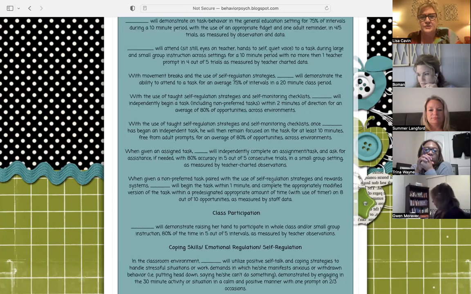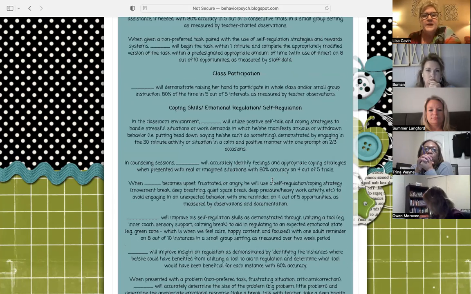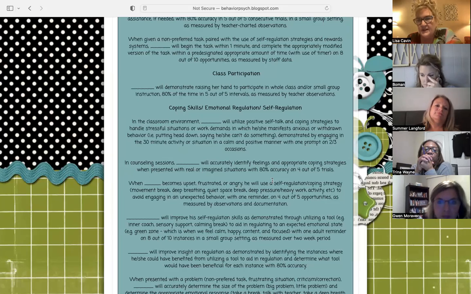Let's look at class participation. Blank will demonstrate raising her hand to participate in whole class and/or small group instruction 80% of the time in 5 out of 5 intervals. Now that's pretty easy to measure because she's going to have to do it every time, as measured by teacher observations. So it's a lot easier to do 5 out of 5 than 3 out of 5 or 4 out of 5 or 8 out of 10. So we want to pick a number there that's easy to measure.